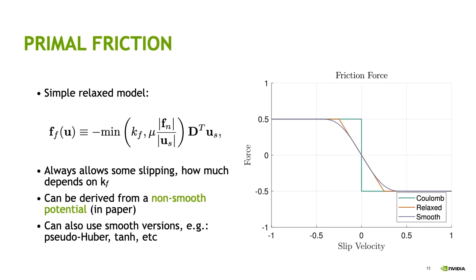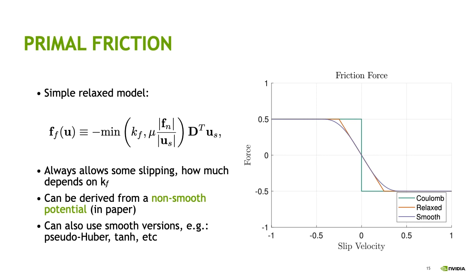Similar to interpenetration, we can relax our Coulomb contact or Coulomb friction model. And here you can see in the force profile on the right, when there's zero slip, we have a force that can lie anywhere inside the Coulomb cone on this y-axis. When there is slip, we expect the force to lie on the cone itself.